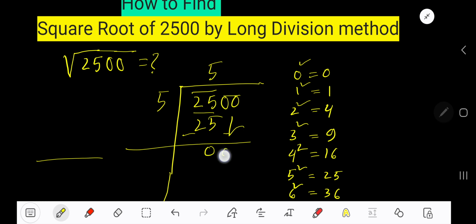Bring down the next pair. 00 means actually 0. Since you have placed the digit 5 in the quotient, the same digit will come under this divisor and you need to add. 5 plus 5, 10, right? Now you have to write a number here and you need to multiply.